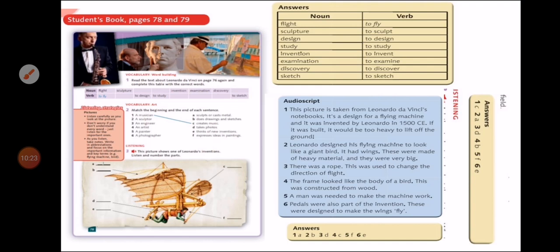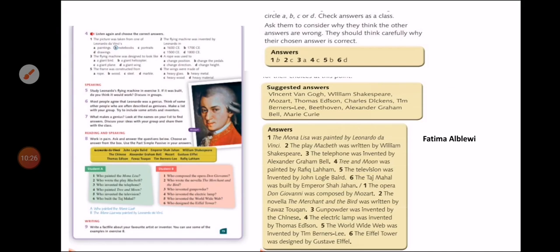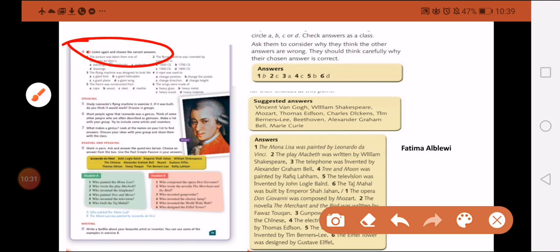Listen again and choose the correct answer. We will have question number 4. Listen again and choose the correct answer. Okay? Now, the picture was taken from one of Leonardo da Vinci's notebooks. Number 2. The flying machine was invented by Leonardo in what? In 1600, 1700, 1500 or 1800? Yes, so with C. The answer is C.